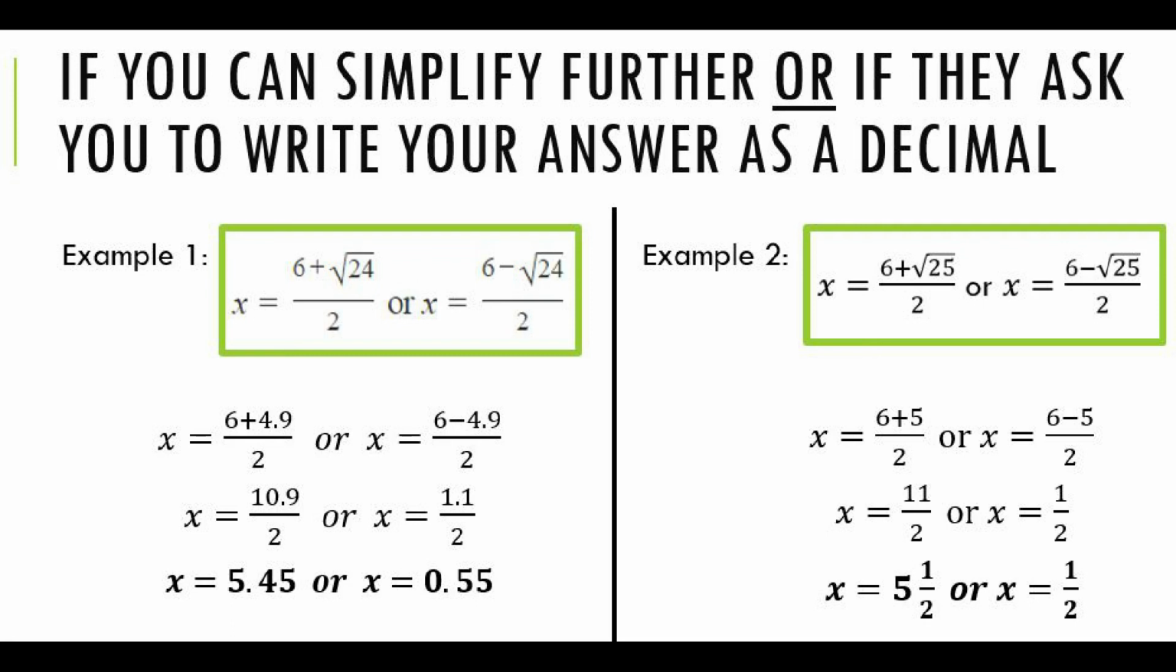So 6 plus 5 is 11. So I get 11 over 2. Or 6 minus 5 is 1. So I get 1 over 2. You can leave your answers like that if you want to. You can leave it as an improper fraction as 11 over 2, or 1 over 2, or you can simplify it, so it would just be 5.5 or 0.5, and that's it.